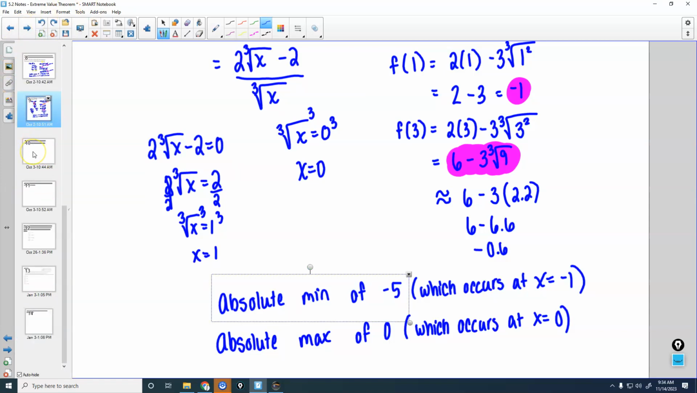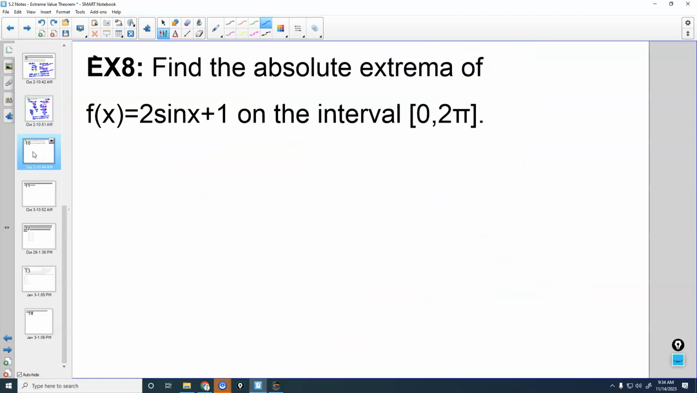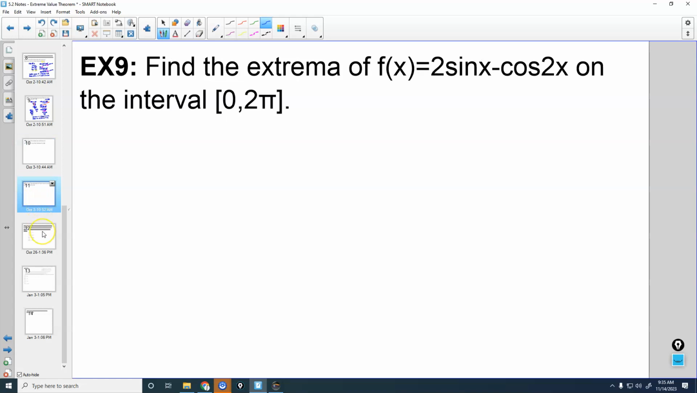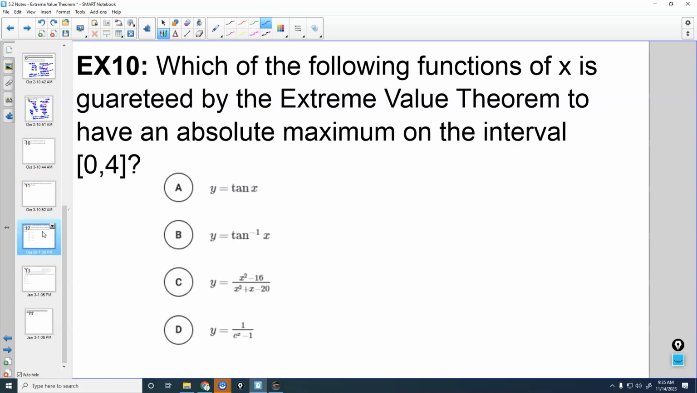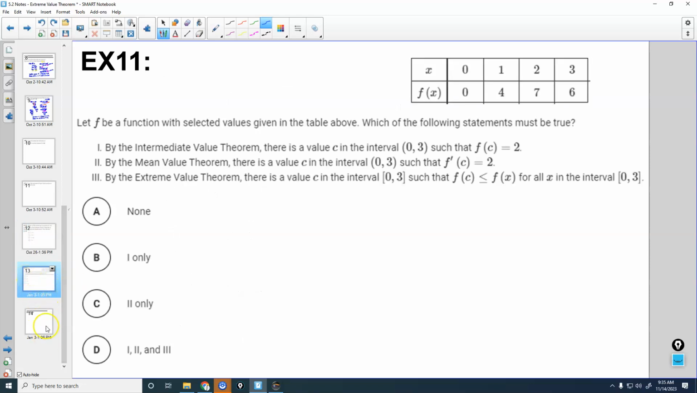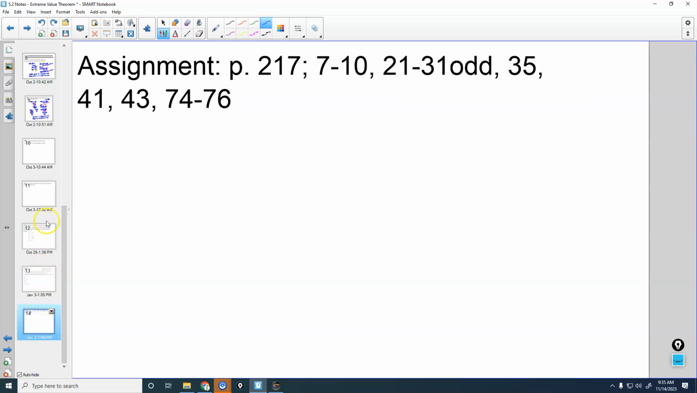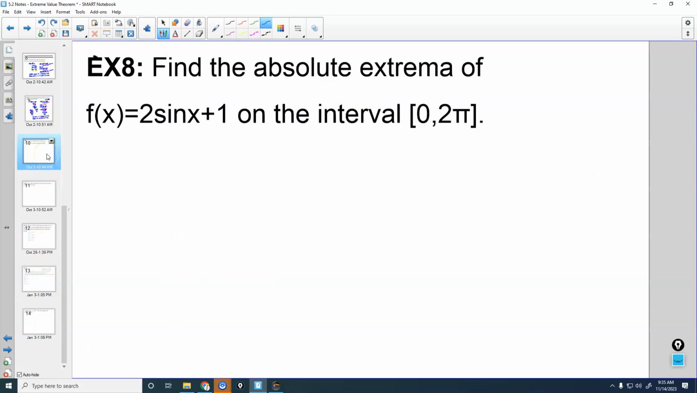All right, I've got a lot more. I don't think we need to do all these. Oh, trig. We probably need to do one trig one. Let's do a trig one because that might throw you for a loop if we haven't seen it. So we've got trig. Same thing, critical points.